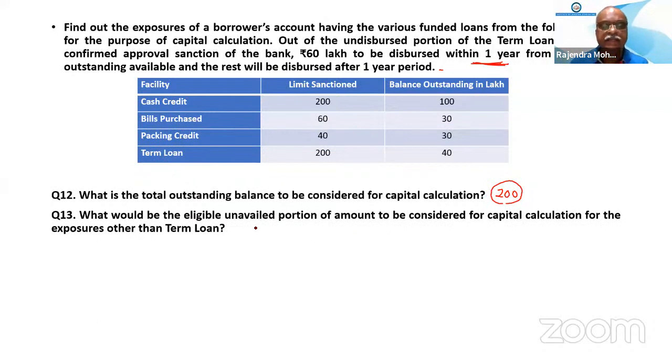Okay. What would be the eligible unavailed portion of the amount to be considered for capital calculation for the exposure other than term loan? So term loan, you leave it. Consider all these three. What will be the eligible unavailed portion? Somebody has given the right answer, 28. Yeah, 140 is the outstanding. So the eligible unavailed portion other than term loan equals 20% of the limit. What is the limit? The unavailed portion will be calculated on the total. So how much is the total, 160 or how much?